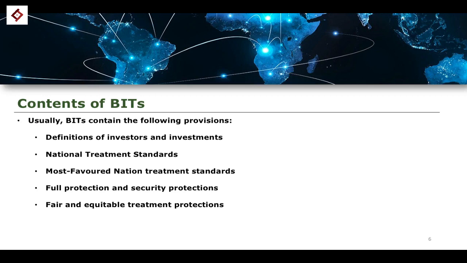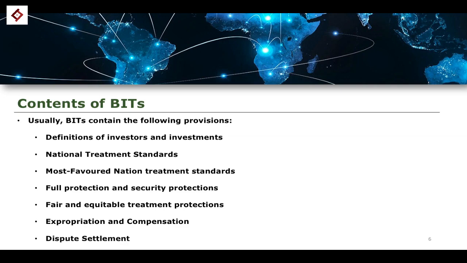There will also be fair and equitable treatment protections, and then there will be things relating to the expropriation of an investment. So where a host state, for example, nationalizes an industry or takes the investment away, they expropriate that investment. And what are the rules to A, allow an investment to be expropriated, and B, to allow compensation where a lawful expropriation has taken place.